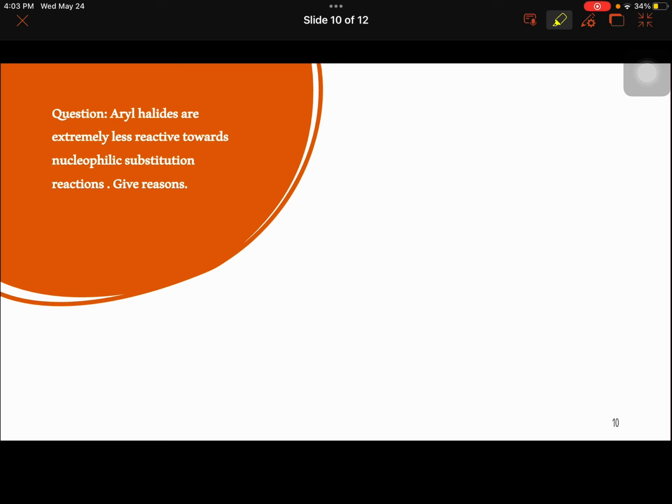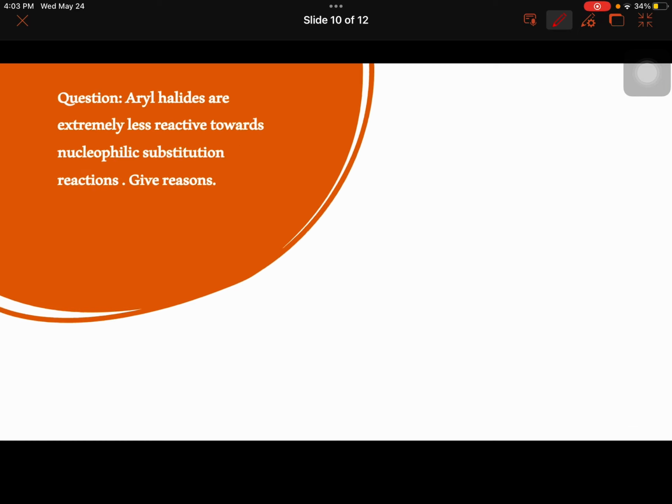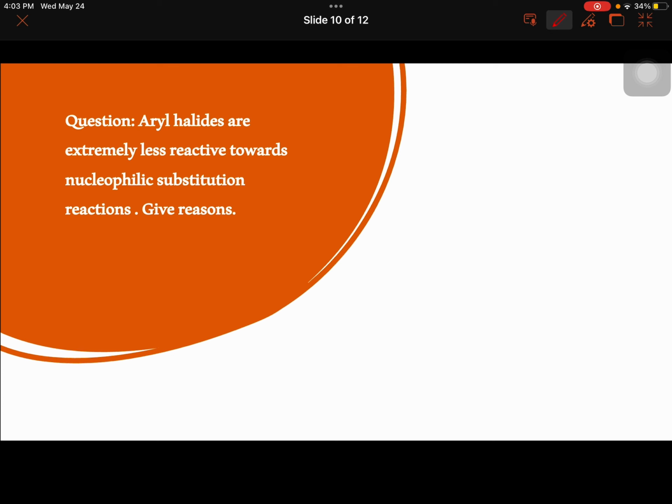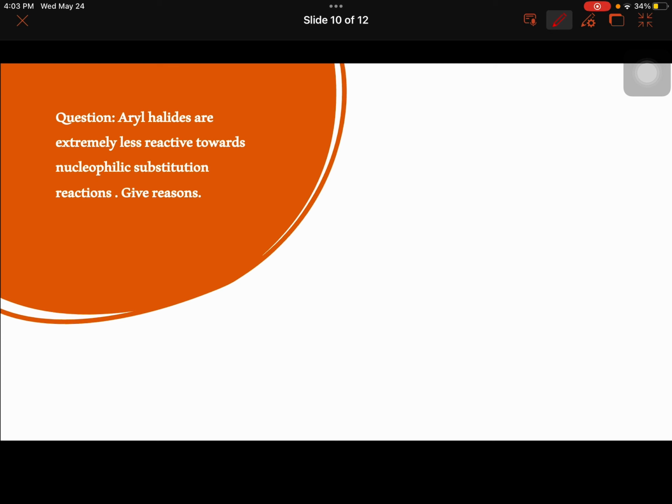Next question is, aryl halides are extremely less reactive towards nucleophilic substitution reactions. Here the question can be extended to, aryl halides are extremely less reactive towards nucleophilic substitution reaction as compared to alkyl halide. So we are comparing why this is less reactive.